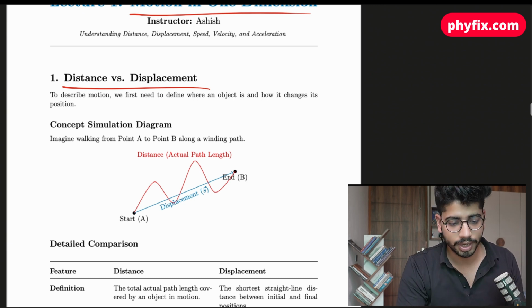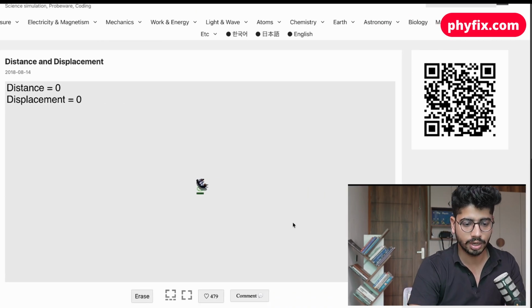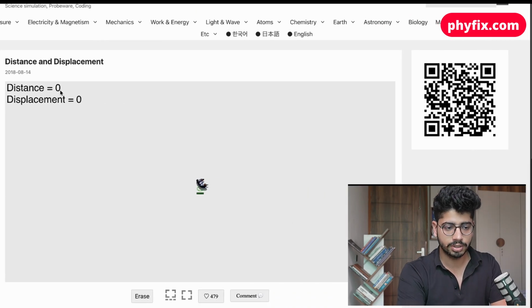To understand it in a better way, let's come to the screen. Here the distance and the displacement are 0. It is not moving right now. Let's suppose I click it here. As you can see, it is moving in this specific direction and it stopped here.